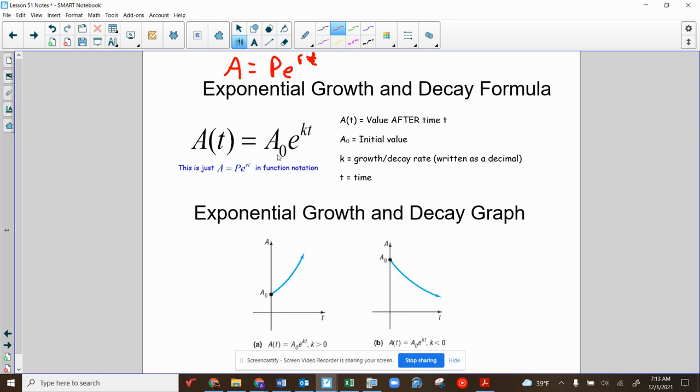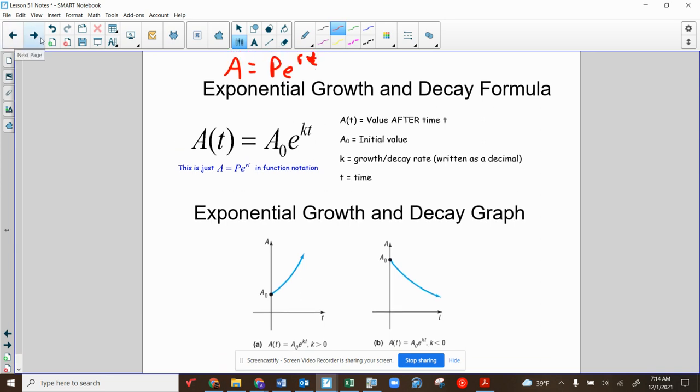So this formula, the A of T here would be your value after a certain amount of time. A sub 0 would be what you start with. E is just the value of E. K is going to be your growth or decay rate. You're going to write it as a decimal. So, for instance, if it's 5%, you would write 0.05. If K is positive, you're going to have growth. If K is negative, you're going to have decay. And T is the amount of time.